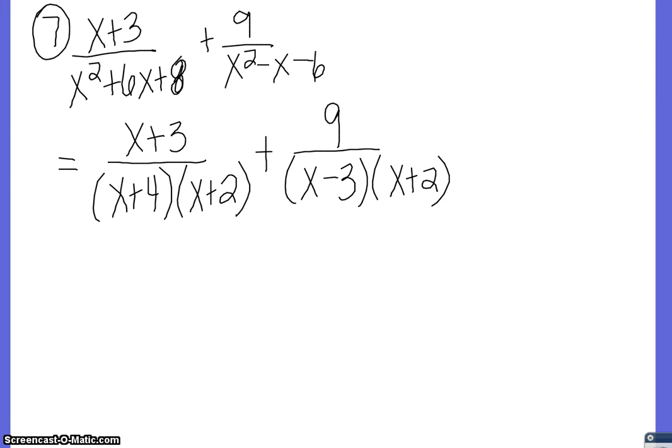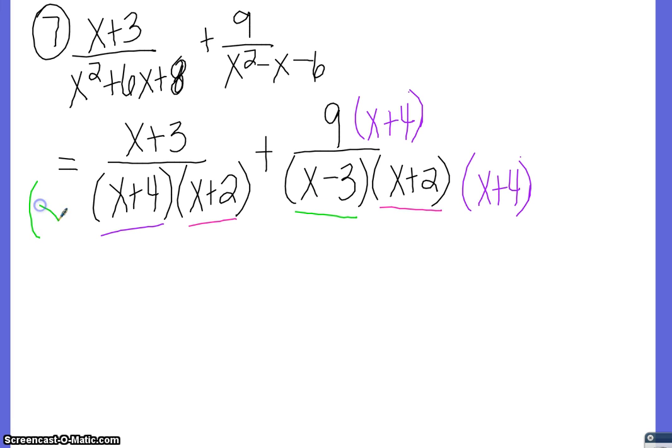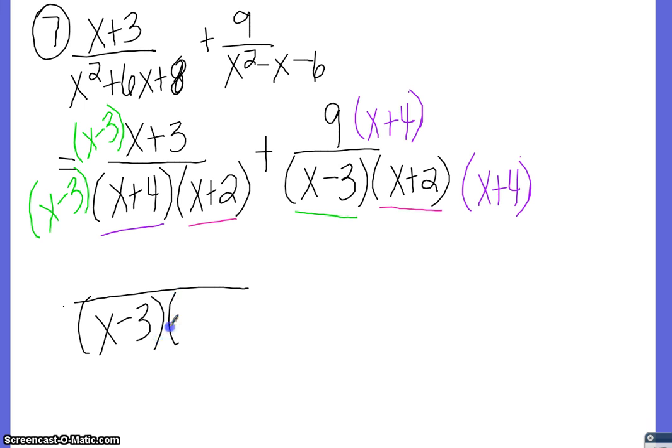Okay, so again, I have x plus 2 on both sides, so we're good to go there. I have an x plus 4, and I need an x plus 4 on my right-hand side. So again, whatever I do to the denominator, I've got to do to the numerator. And I also have an x minus 3, so I'm going to multiply my denominator and my numerator by x minus 3. So again, leaving the denominator the same, I have x minus 3, x plus 4, x plus 2.